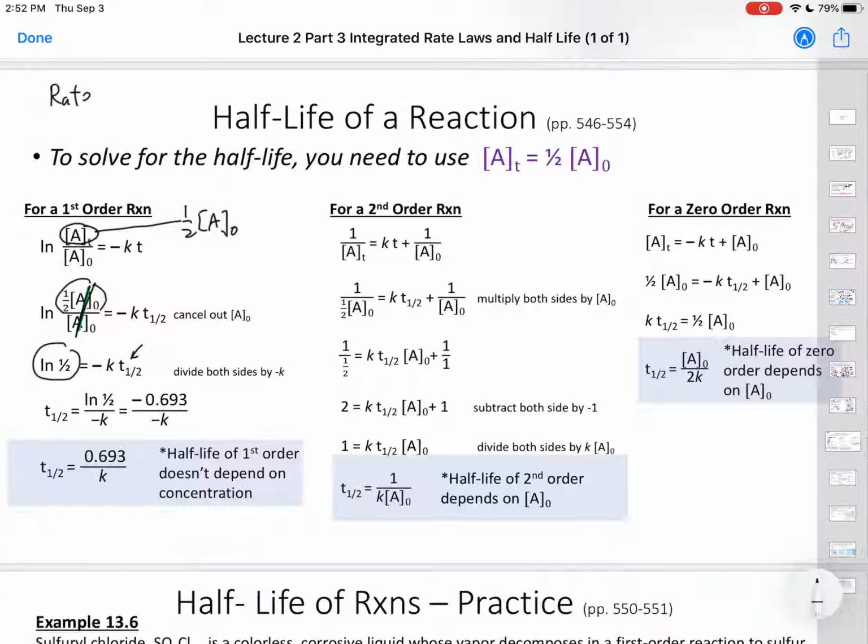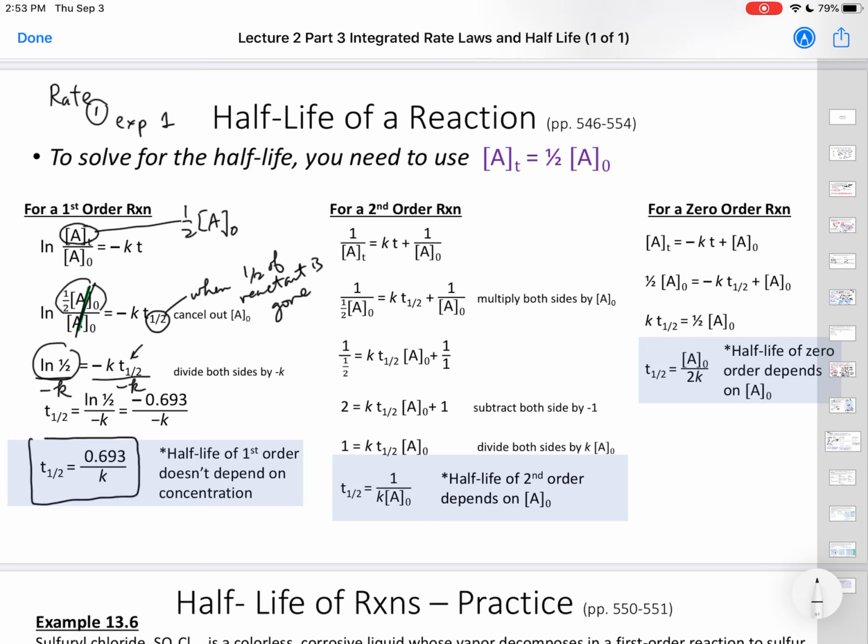It's just like when you did rate 1, this just means experiment 1. So this 1/2 just means when half of your reactant is gone. That is not actually used in any of the calculations as an actual fraction. If you do that, you can divide this side by minus k, and this side by minus k. ln of 1/2 is actually negative 0.693. So really your equation for half-life simplifies to t 1/2 equals 0.693 over k.